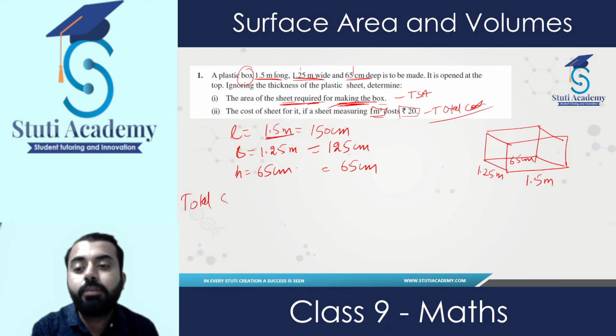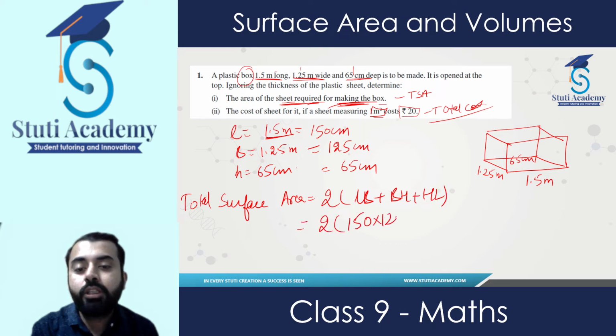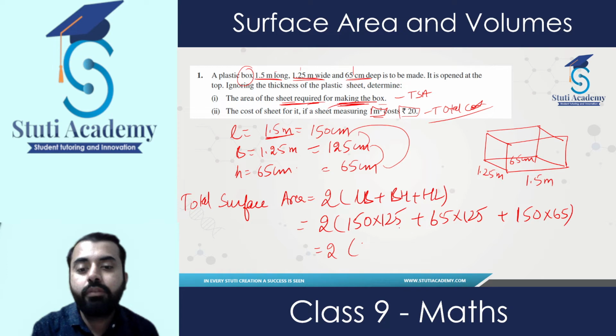Tell me which formula should I apply? Surface area. Yeah, it will be this formula: 2 into (LB plus BH plus HL). That means 2 into 150 into 125 plus 65 into 125 plus 150 into 65, right? LB plus BH plus HL. Whatever you get here, that will be the area. Let's see. Let me just quickly calculate this for you.